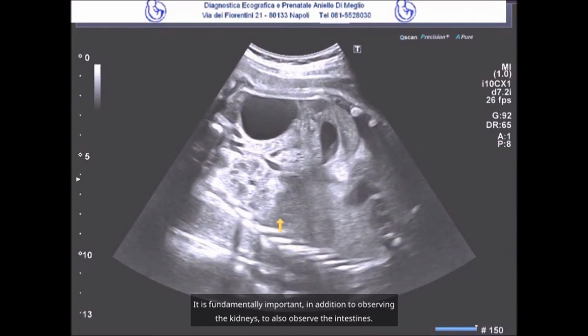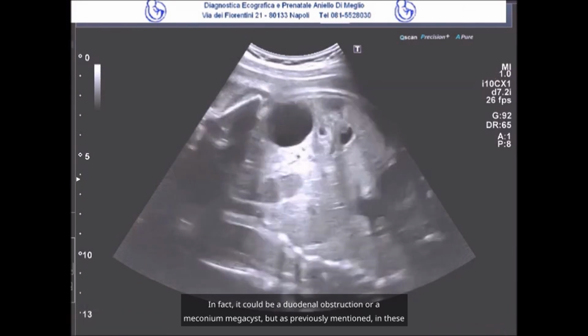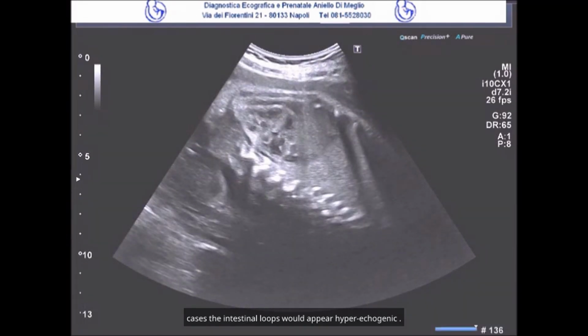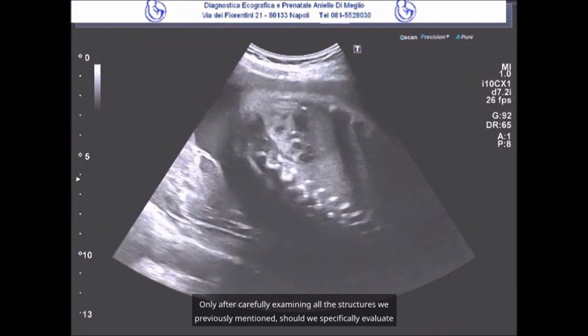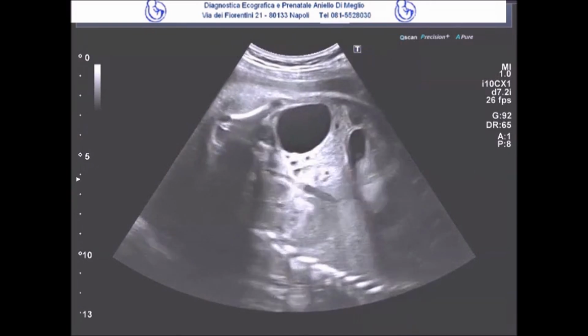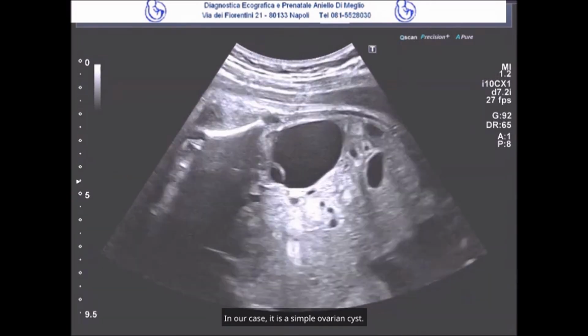It is fundamentally important, in addition to observing the kidneys, to also observe the intestines. In fact, it could be a duodenal obstruction or a meconium megacyst, but as previously mentioned, in these cases, the intestinal loops would appear hyperechogenic. Only after carefully examining all the structures we previously mentioned should we specifically evaluate the cyst. In our case, it is a simple ovarian cyst.